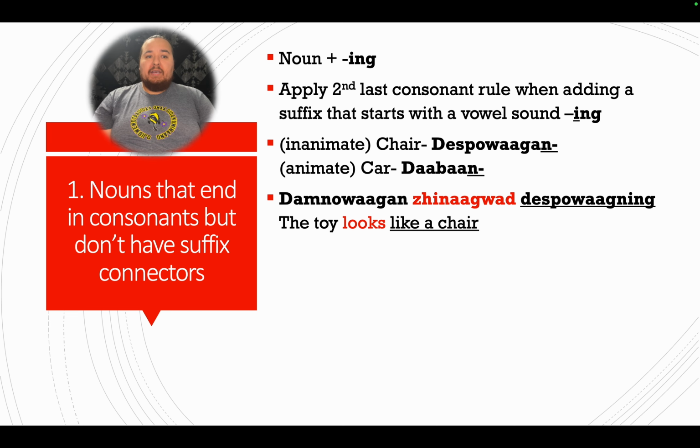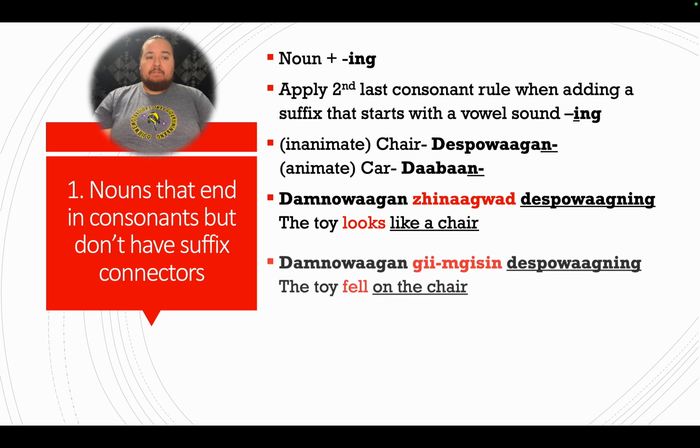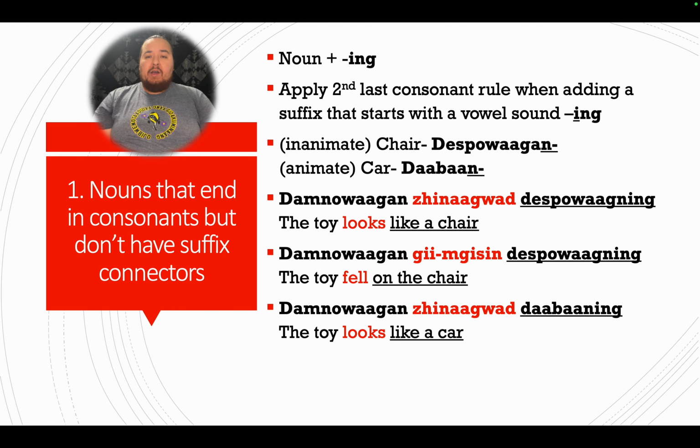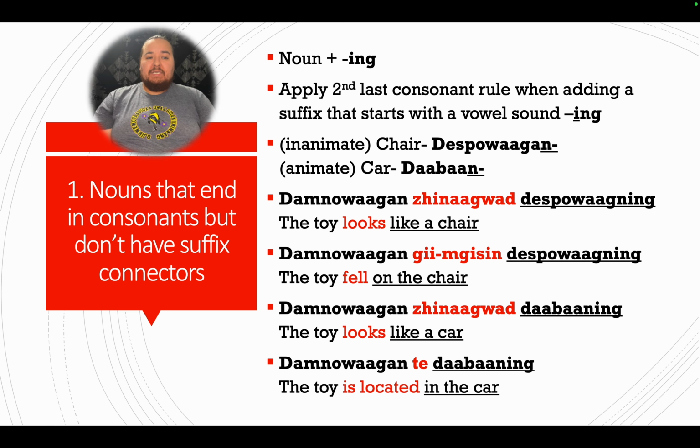Damnawagan janagwat despawagning means the toy looks like a chair. Damnawagan gimgasin despawagning, the toy fell on the chair. Damnawagan janagwat dabaning, the toy looks like a car. Damnawagan te dabaning, the toy is located in the car.